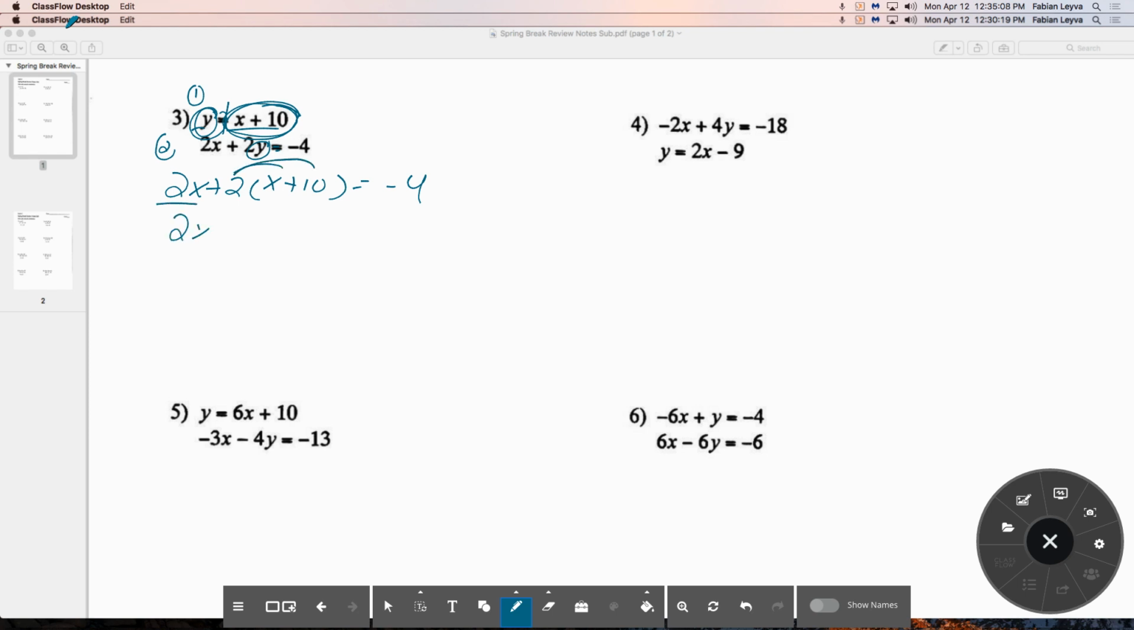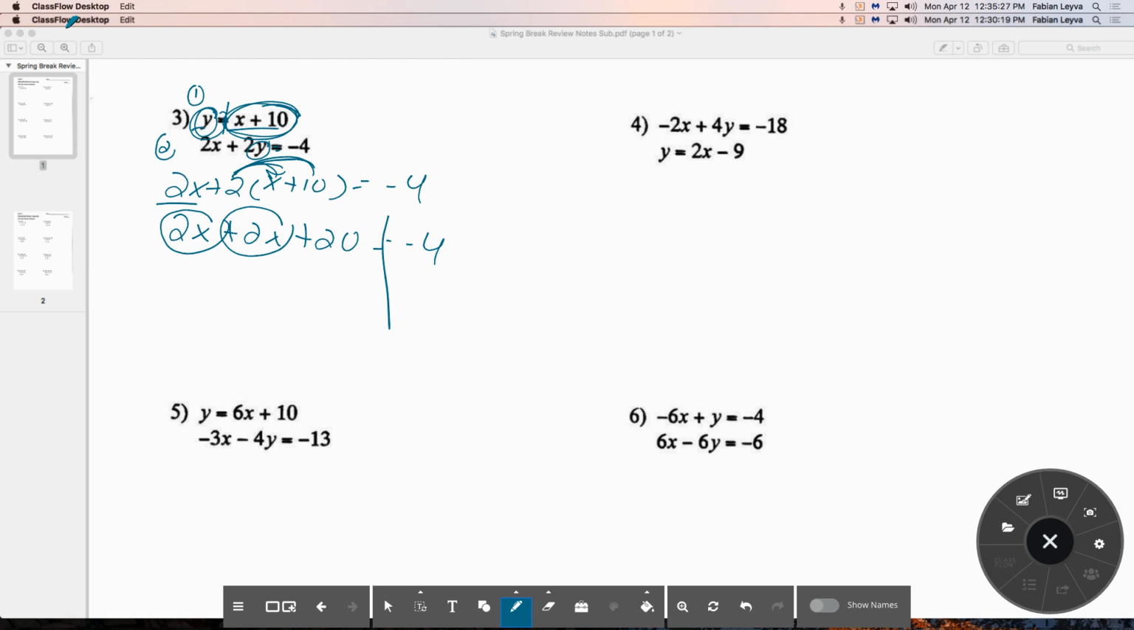Notice that this 2x is just watching. 2 times this x is going to be a positive 2x, and 2 times 10 is a positive 20, which is all equal to a negative 4. Now, I have multiple x's, but are they on one side or opposite sides? Same side or opposite sides? Same. So that means that you can combine these exactly the way they are.